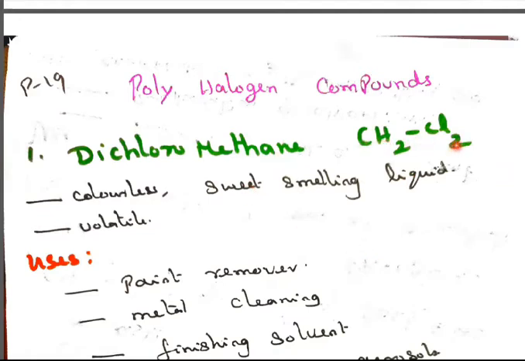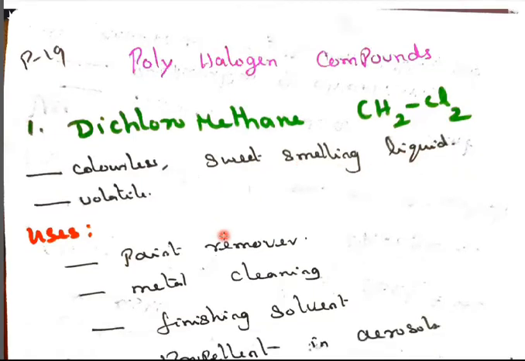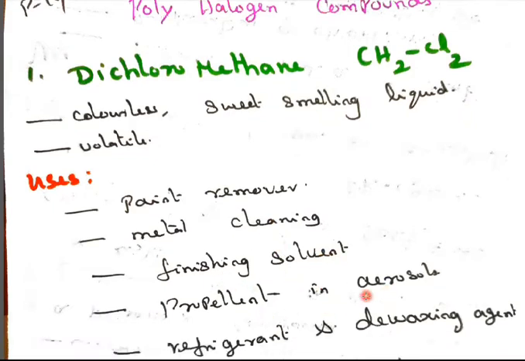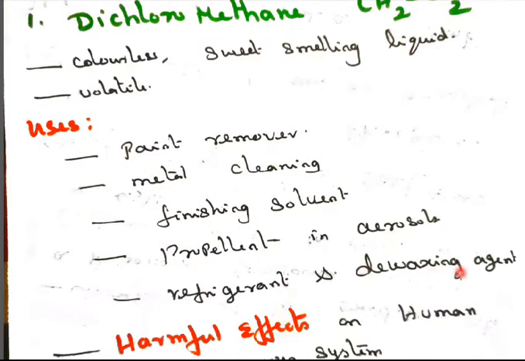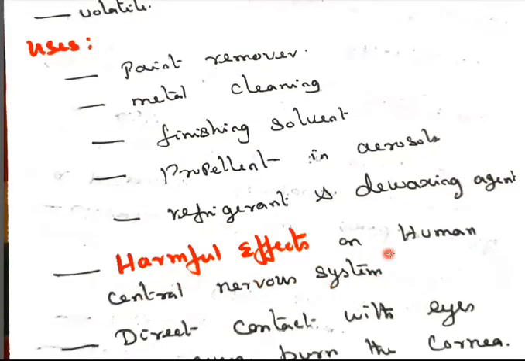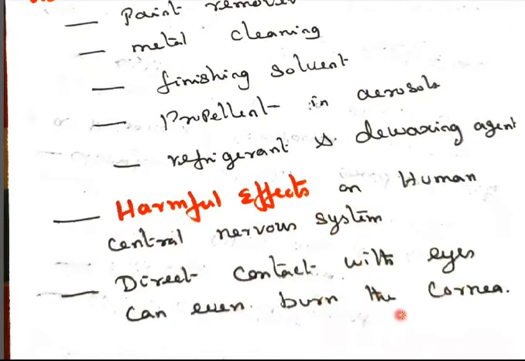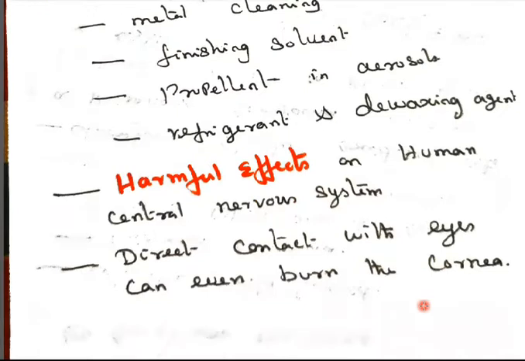Dichloromethane, CH2Cl2, is a colorless, sweet smelling, volatile liquid. It is a paint remover, a metal cleaning and finishing solvent, a propellant in aerosols and refrigerants, and a dewaxing agent. It has harmful effects on the human central nervous system. Direct contact with the eye can even burn the cornea.